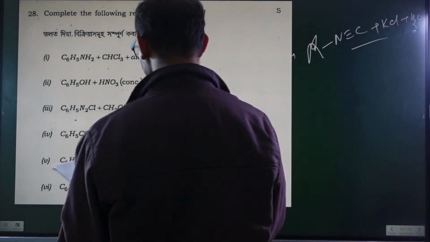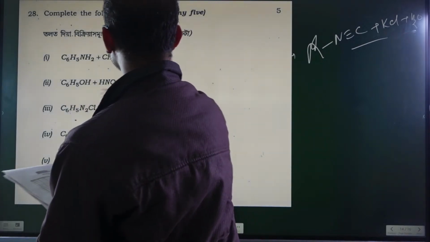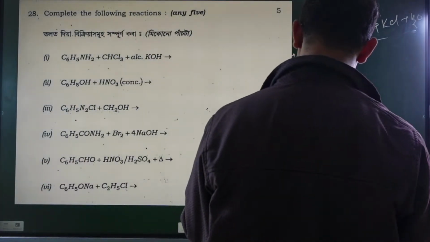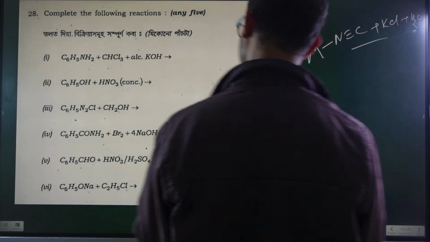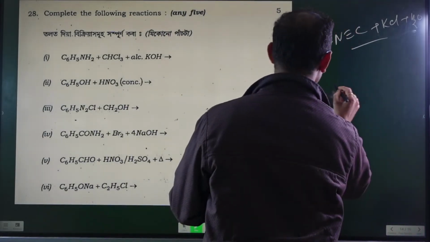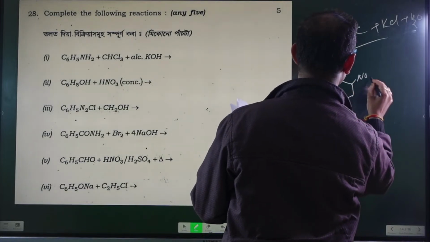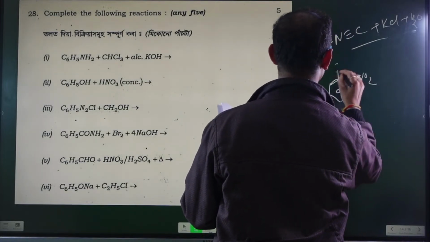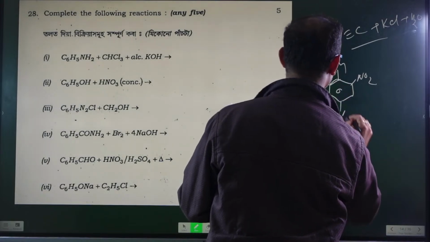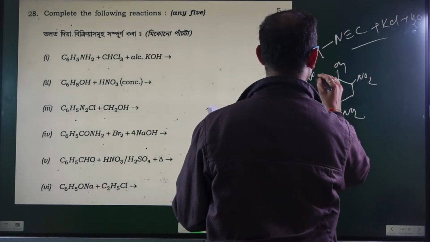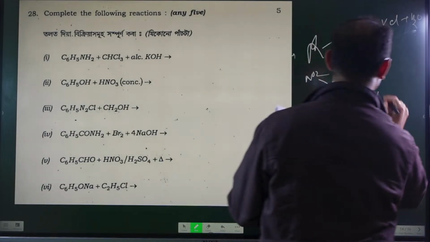In the second case, when phenol is treated with concentrated nitric acid, you will get 2,4,6-trinitrophenol, that is picric acid. This is your product. The name of this product is what? Picric acid.